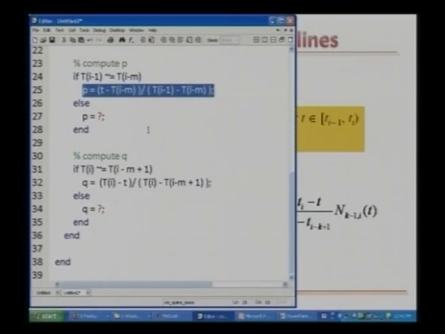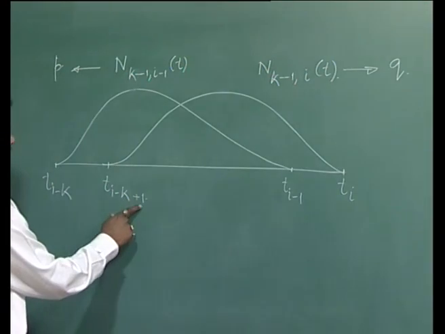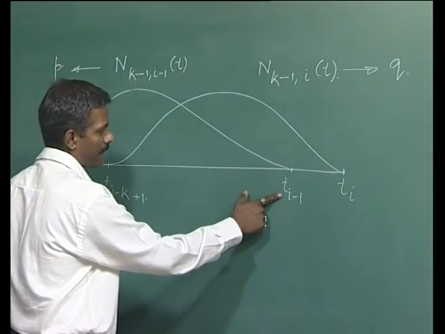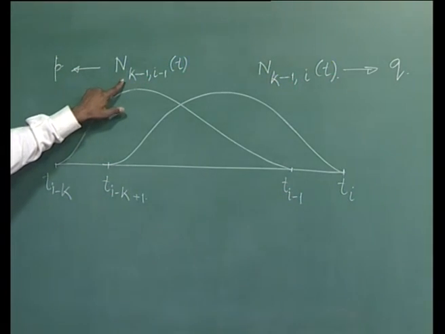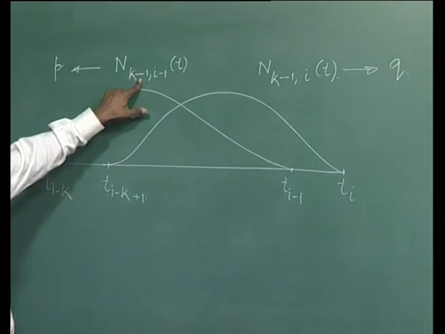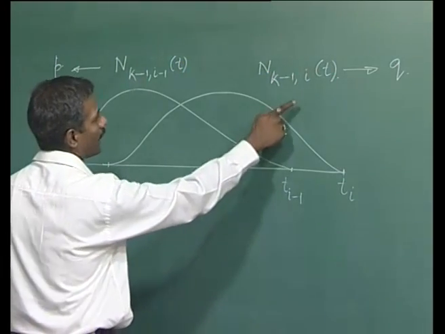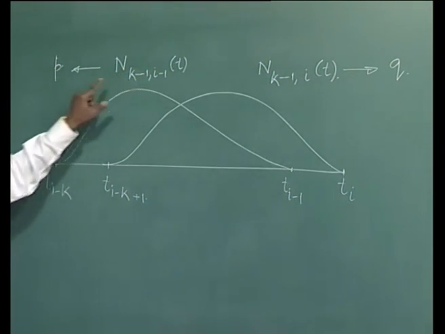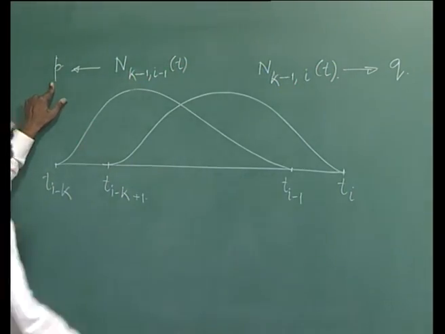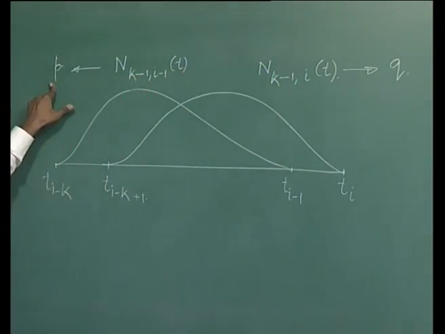In case of multiple knots, what would the value of P and Q be? Let's work this thing out on the board. So we have the knots Ti minus K, Ti minus K plus 1, Ti minus K plus 2, and so on, up till Ti minus 1 and Ti. In the recursion relation, we have two basis splines, each of order k minus 1, one of which is standing with the last knot as Ti minus 1, and the other one is standing with the last knot as Ti. With N k minus 1, I minus 1 of T, coefficient P is associated, and with N k minus 1, I of T, coefficient Q is affiliated.